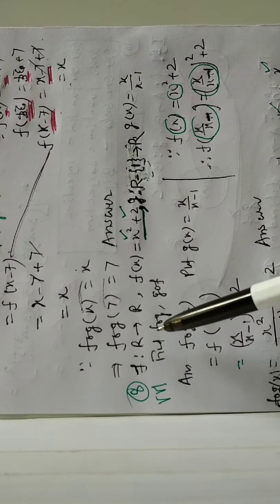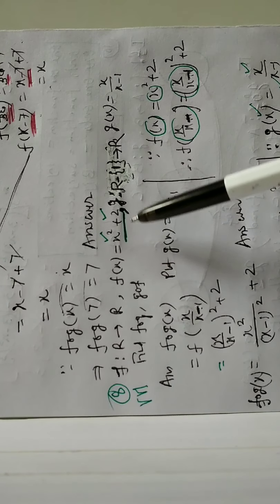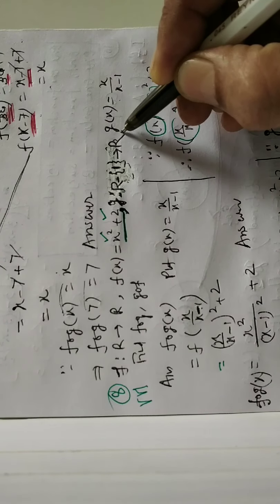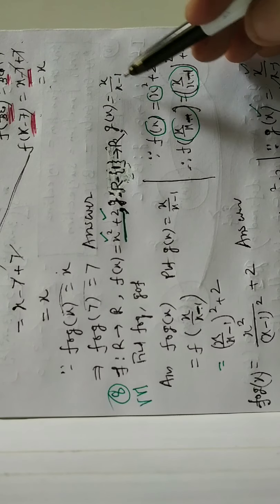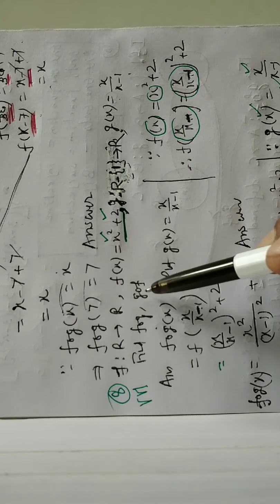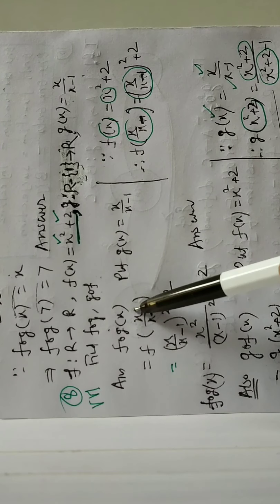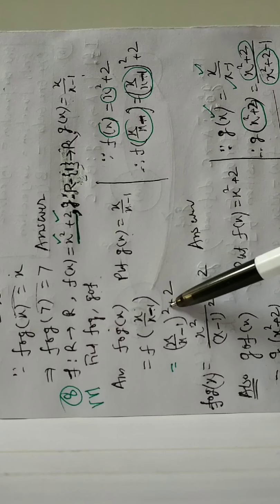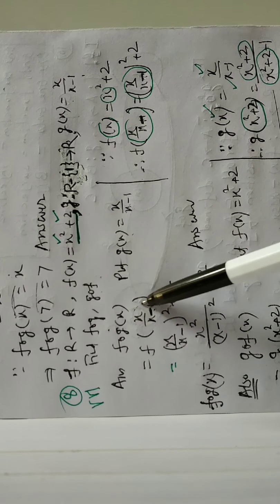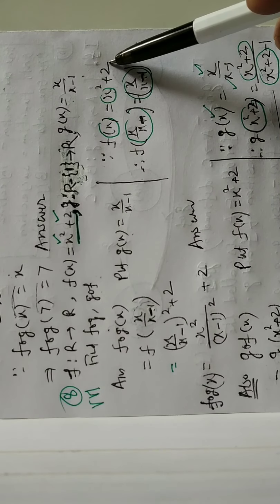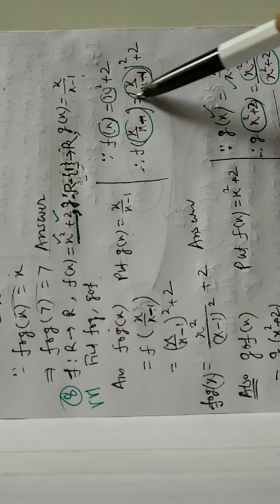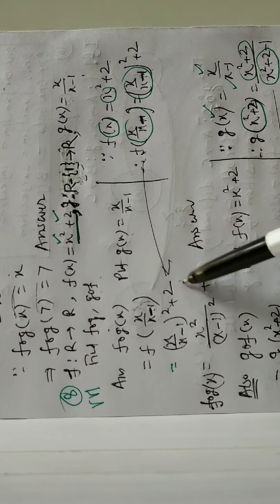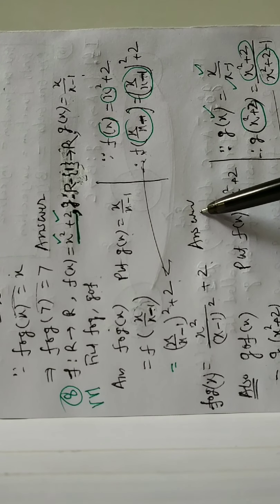8th number, f is a function from R to R. f(x) is equal to x square plus 2 and g(x) is equal to x by x minus 1. Find fog and gof. fog(x), put the value of g(x). g(x) is written as x by x minus 1. Now f(x) is equal to x square plus 2, so f of anything is equal to that thing square plus 2. This is copied here. So on simplification we get this. This is the final answer.